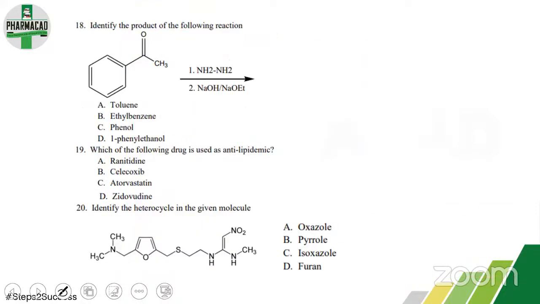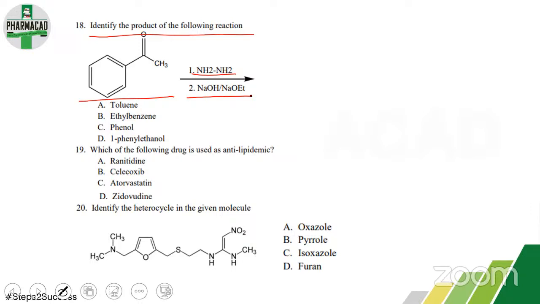Next question, identify the product of the following reaction. So here we are reacting this acetophenone with this hydrazine in presence of sodium hydroxide, or sodium ethoxide. So which reaction is this? If you remember, whenever we react aldehyde or ketone with hydrazine and hydroxide, that is nothing but the Wolff-Kishner reduction.